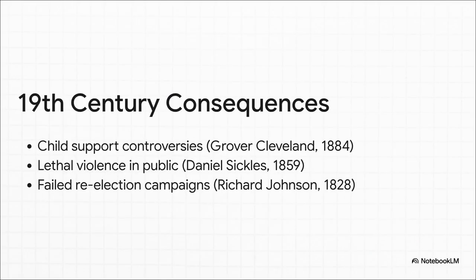Throughout the 19th century, the consequences for these actions were, well, completely unpredictable. In 1884, you had President Grover Cleveland paying child support during his campaign, which actually got his opponents chanting, "Ma, ma, where's my pa?" But it gets much darker. In 1859, Representative Daniel Sickles gunned down a man in broad daylight in Lafayette Square over an affair with Sickles' wife. And get this, he was acquitted using the country's very first temporary insanity defense. Meanwhile, other guys faced total political ruin, like Senator Richard Mentor Johnson, who lost his 1828 re-election simply because he refused to hide his common-law marriage.